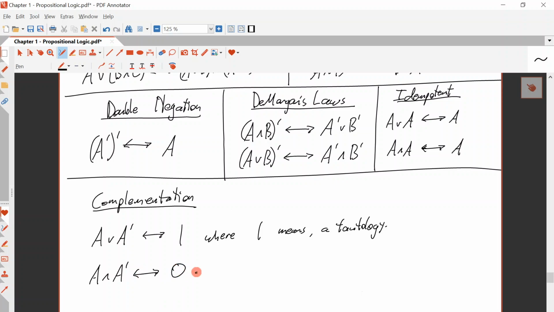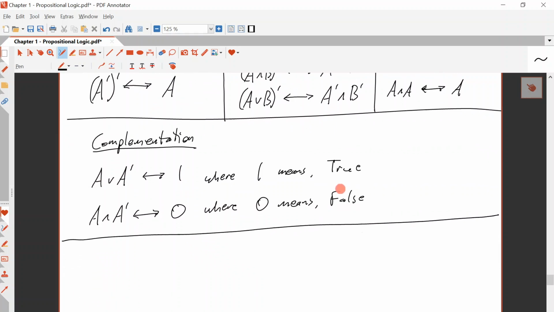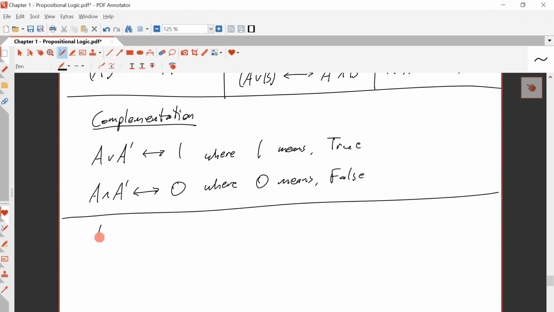That's logically equivalent to 0, where 0 means false, and 1 means true, tautology. So A and A naught is logically equivalent to false, because they can't both be true. A or A naught is logically equivalent to true, because at least one of them is true. That's called complementation.